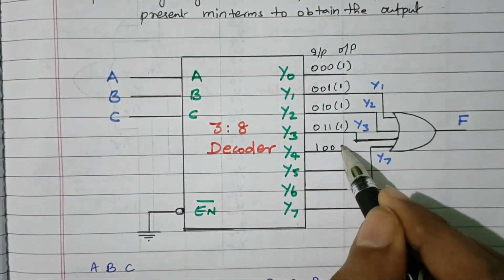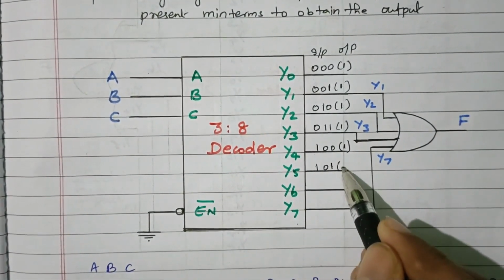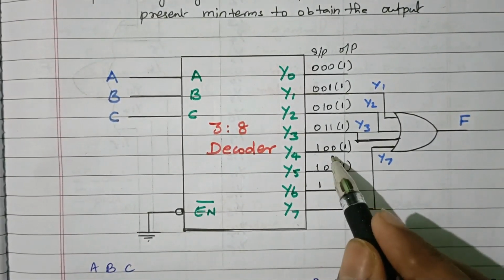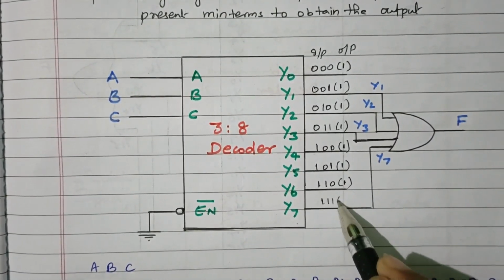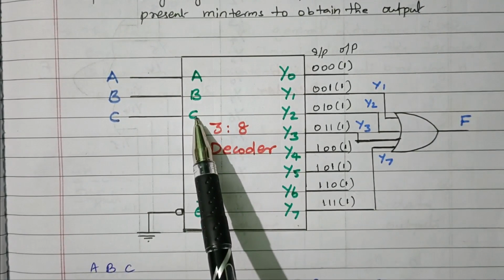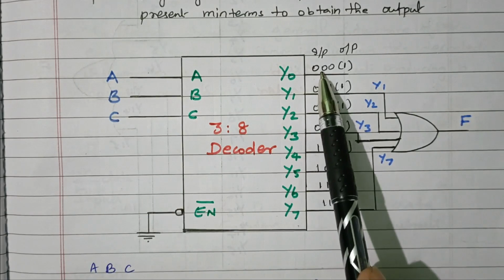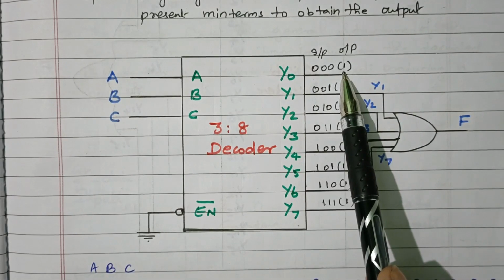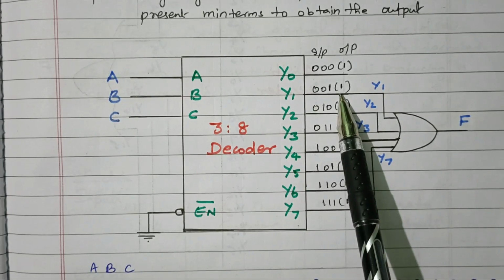The first 3 digit input, this is output. Then 1, 0, 0 we'll get the 1 as a high output. Then 1, 0, 1, then 1 as a high output, other digits are 0. Then 1, 1, 0, we'll get 1 as a high output. Finally 1, 1, 1 means we'll get the high output, right? So based on the 3 digits A, B, C, there are 8 combinations available. 0, 0, 0 means this output will be high, all other outputs will be low. 0, 0, 1 means Y1 will be high, other outputs are 0.